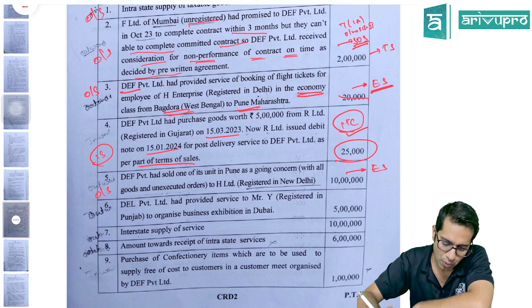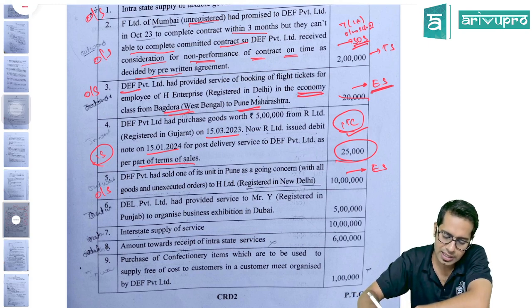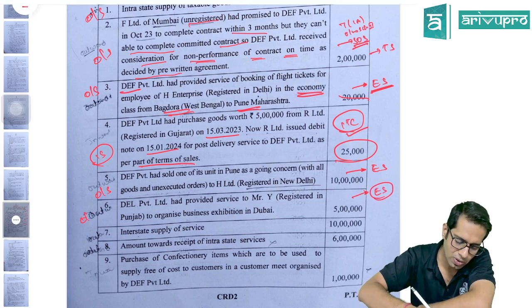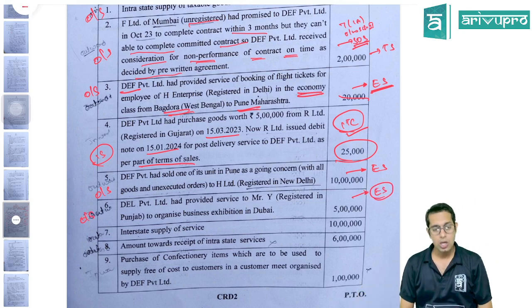D Limited had provided services to Mr. Y for organizing an exhibition in Dubai. This is also an exempt supply. It is an outward supply, but it is an exempt supply. Now, what is the provision telling?